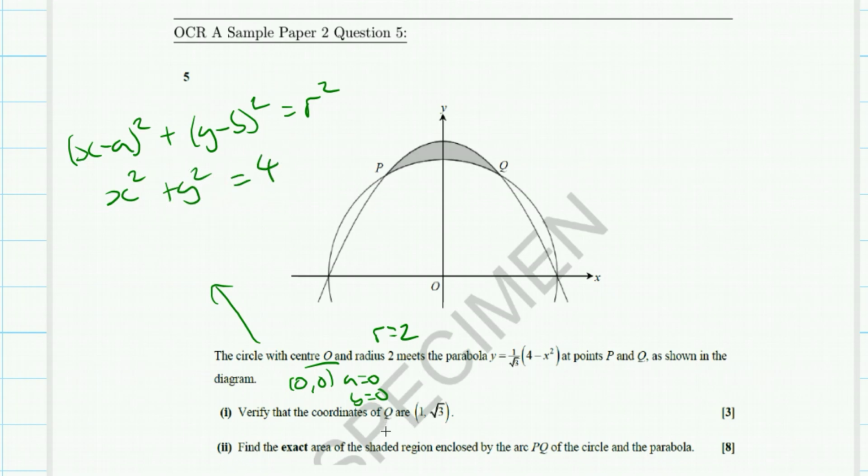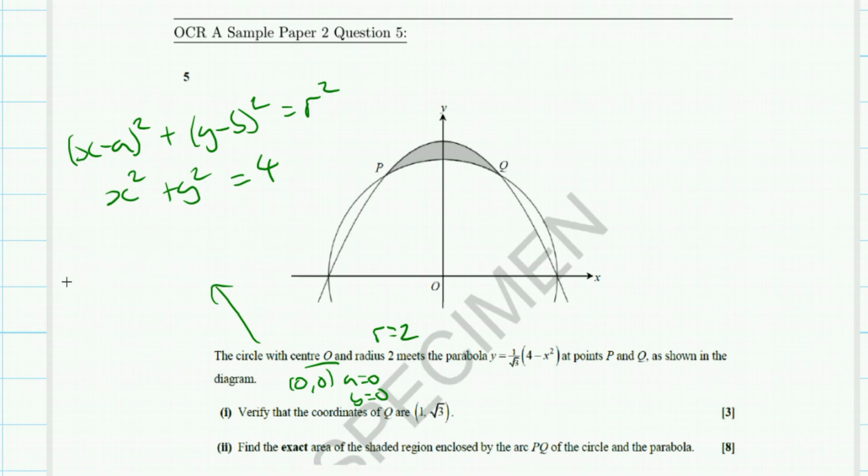And it says verify the coordinates of Q. So this is a key thing. It's only 3 marks. You do not need to substitute in your parabola into this equation. It's a common mistake to make. The first time I went through this question I did the same thing, but that is a long process to do. The key thing here is you do not need to do that. All you need to do is just substitute in the values that you have.